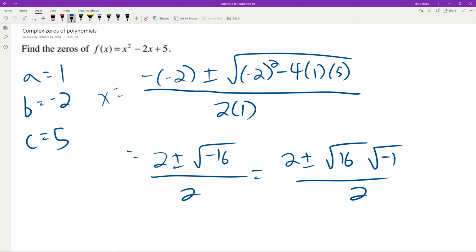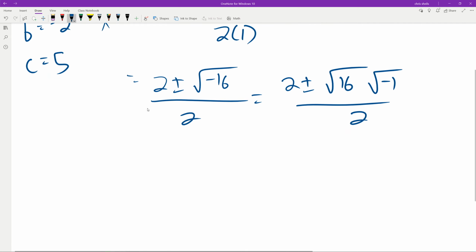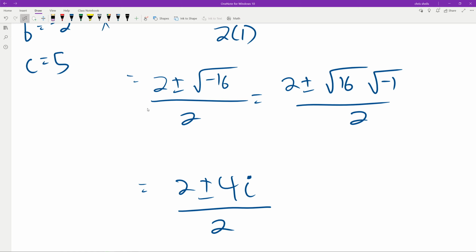Let me find where my mouse went. There we go. So now, this is 2 plus or minus, the square root of 16 is 4. The square root of negative 1 we defined to be i. And when I carry out this division, I get 1 plus or minus 2i.